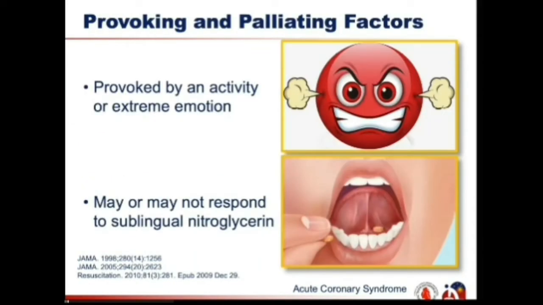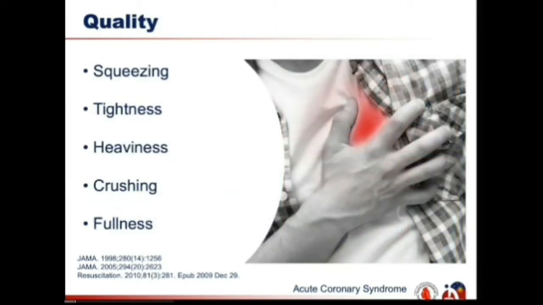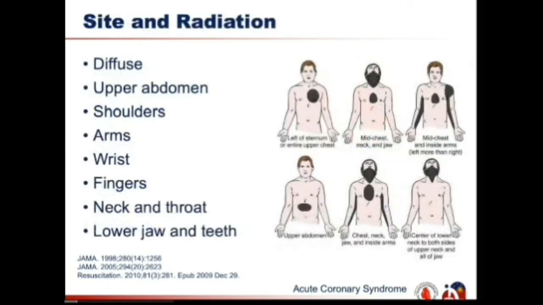It is usually provoked by physical activity or extreme emotional outbursts. The pain may or may not respond to sublingual nitroglycerin. Patients who suffered from a heart attack describe it as squeezing, tight, heavy, or crushing. Patients often find the pain diffuse, with no identifiable single location, and the pain usually radiates to the upper abdomen, shoulders, neck, arms, and jaw.